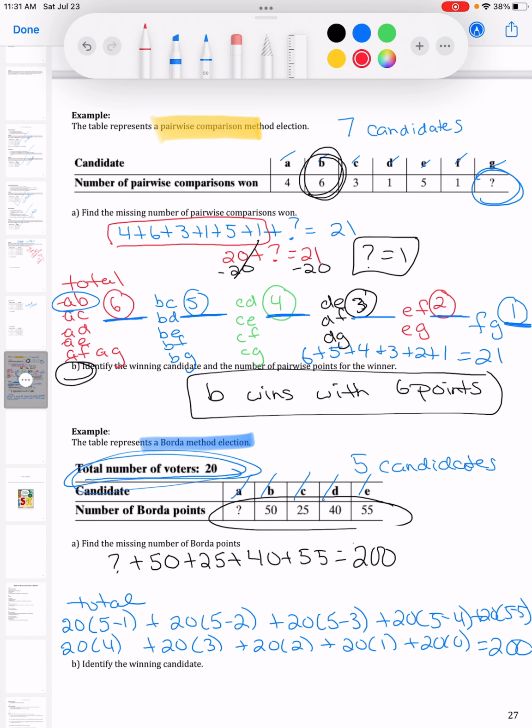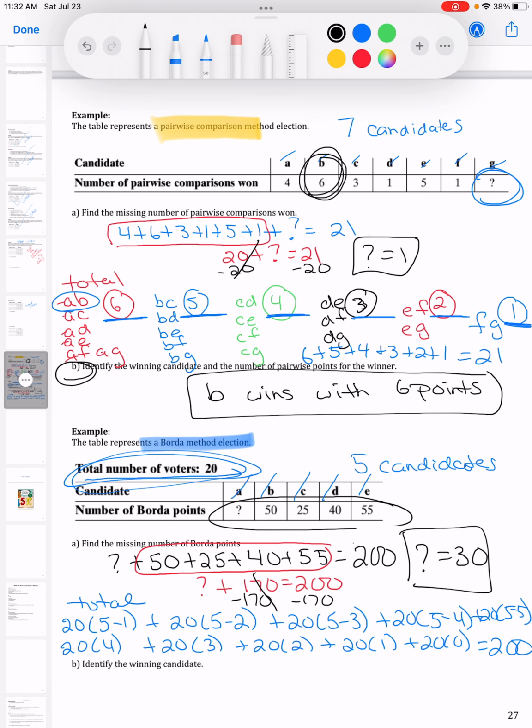Last step's easiest. We've already done the hard step, figuring out that 200. I'm going to add up all those like terms up there at the top. I don't know what the question mark is. Adding up all those like terms gives me 170. I've got to solve, or maybe you know in your head, for the question mark. The question mark is equal to 30. So that missing number up there, the number of Borda points for A, was 30.